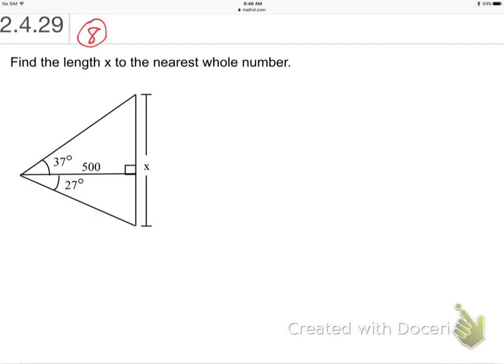Question number 8. Got to find x there. A couple angles. We have 500. This part's 500. You all seeing that okay? So that's 500. How can we find that x? Let me let you give it a try. You can get more out of it if you try first. Get that x.